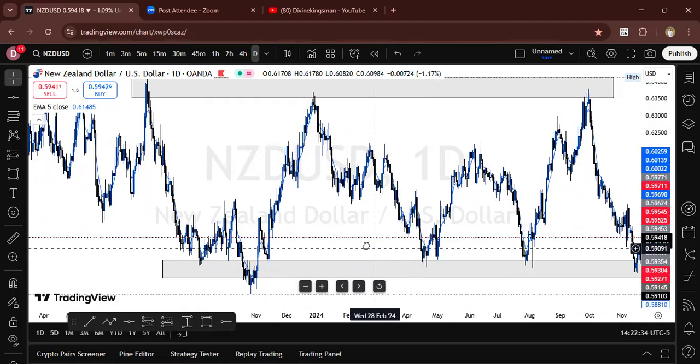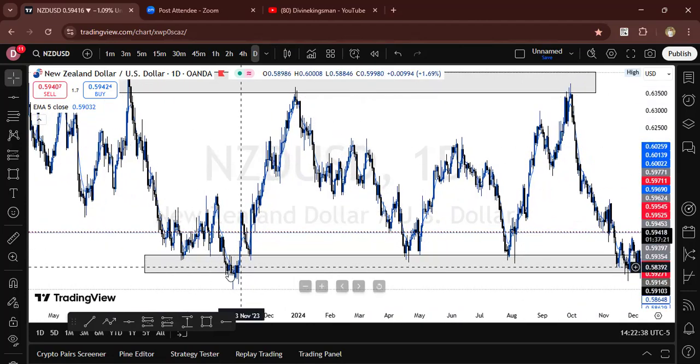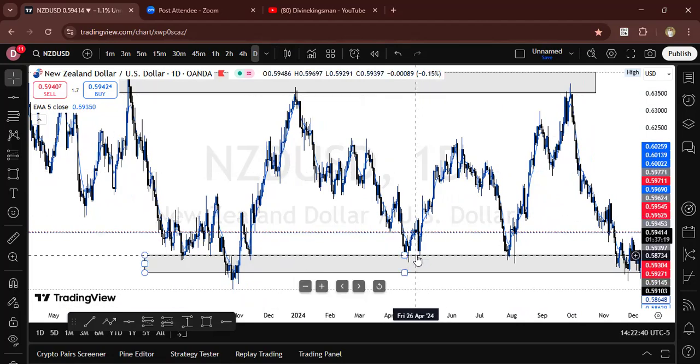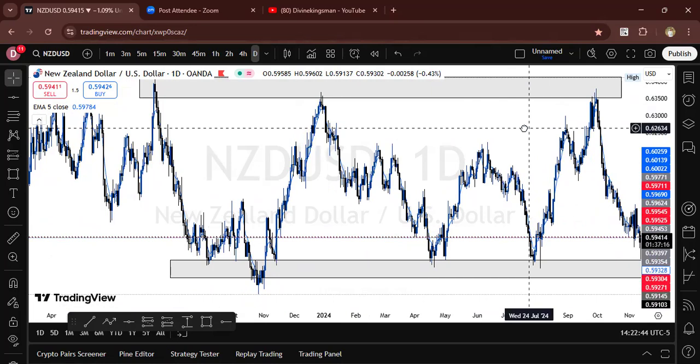Same thing here. If you look at this, it is a very strong support level, because whenever price comes back down, it gets rejected back to the top. Comes back down, gets rejected. So you can see this is our support and resistance.